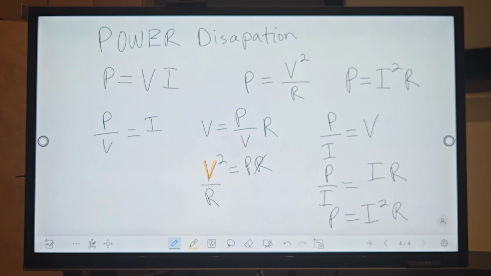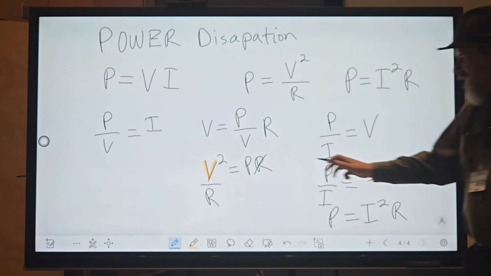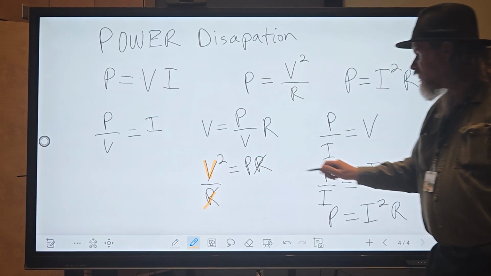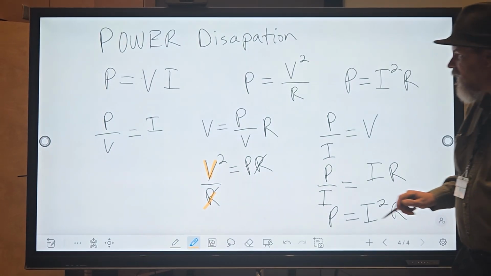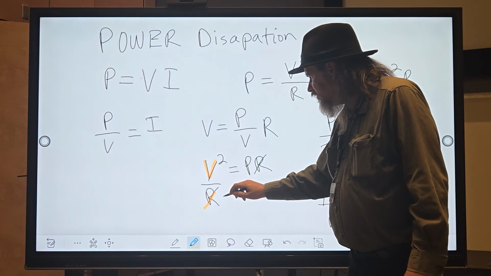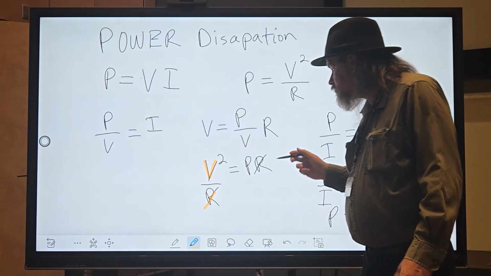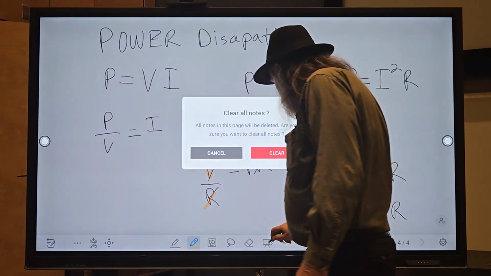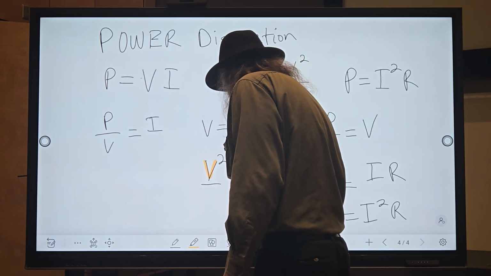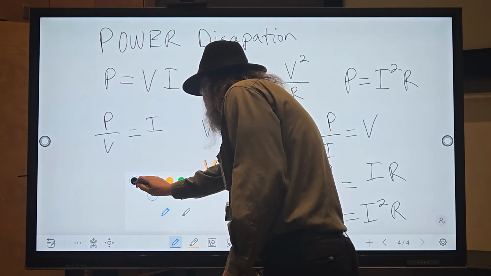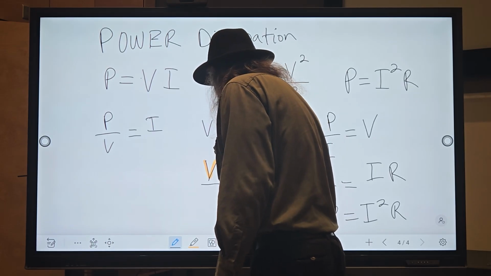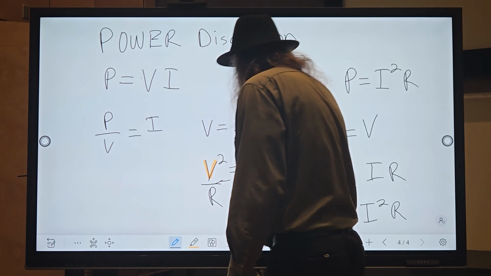Yeah, it cancels out. So it's V squared equals P R over R, and V squared. You divide by R on both sides and you get V squared over R equals P. Let me do this again here. P equals V squared over R.